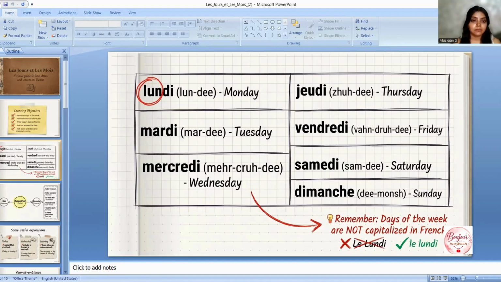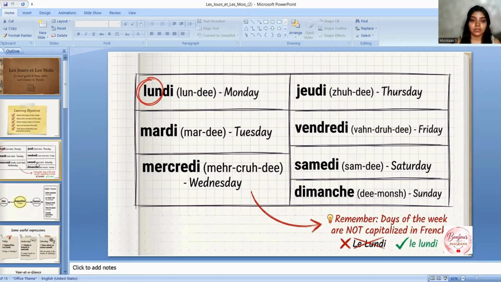So let's repeat it once again. First is lundi. Now second one is mardi. Then mercredi. Then jeudi. Then vendredi. Samedi. And last is dimanche. Let's repeat it one last time. Lundi, mardi, mercredi, jeudi, vendredi, samedi, dimanche.